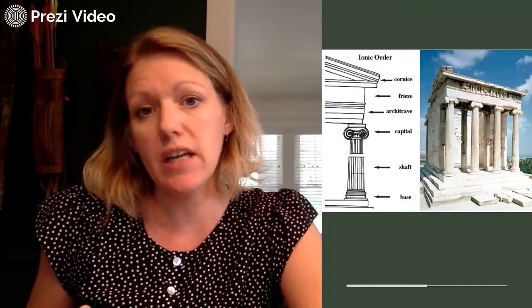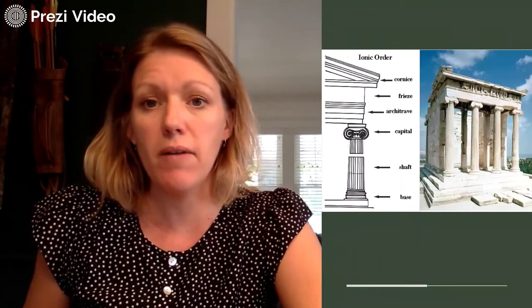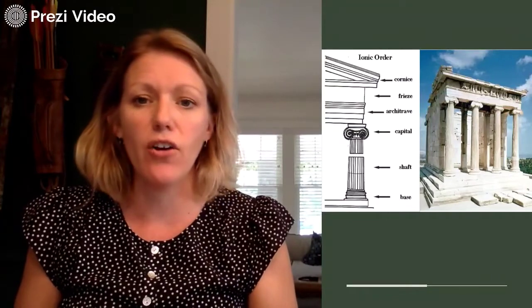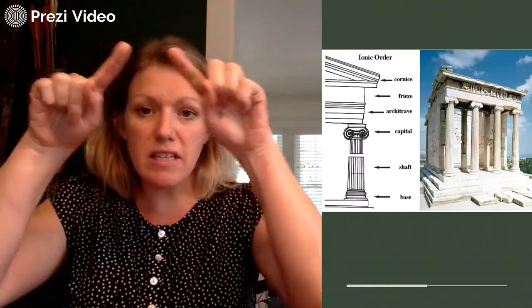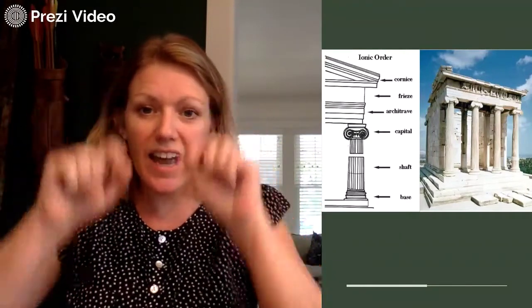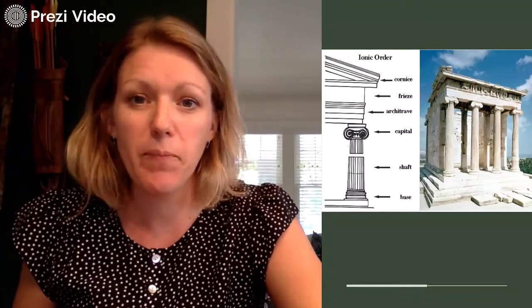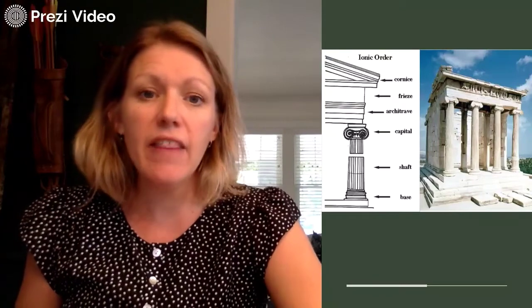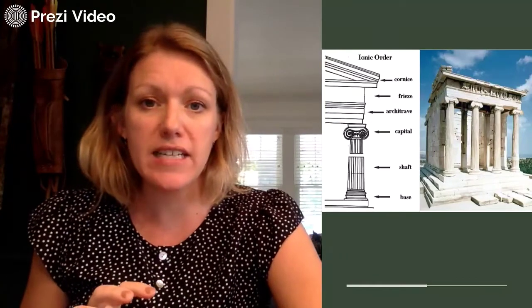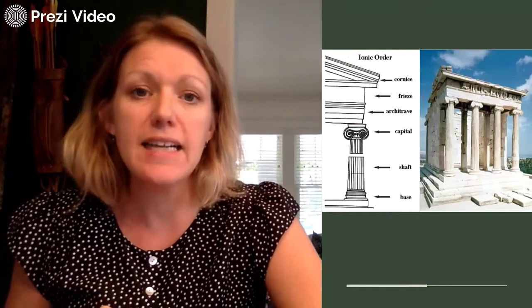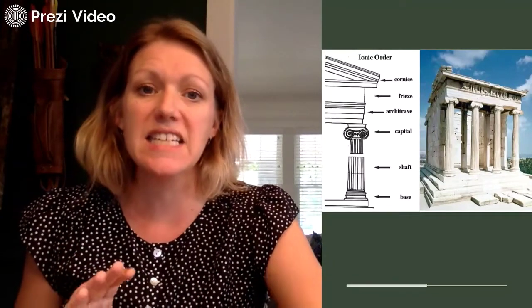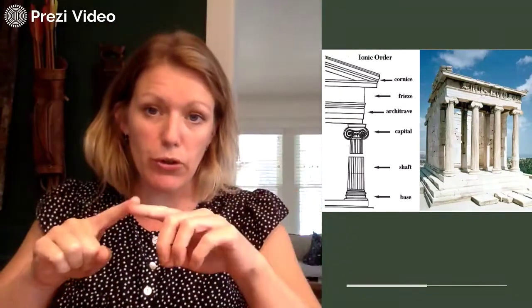Ionic capitals consist of a scroll above the shaft. It looks sort of like ram's horns and it has a name. It's called a volute. It's the piece that's shaped like this, again, sort of like a ram's horn. Above that, you see another abacus. And then the architrave and frieze on the Ionic order is plain, and the cornice again is slanted like a gable roof.